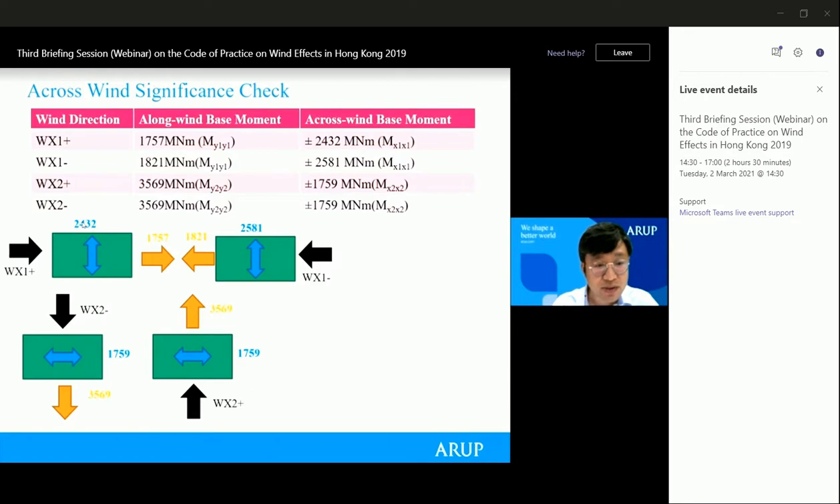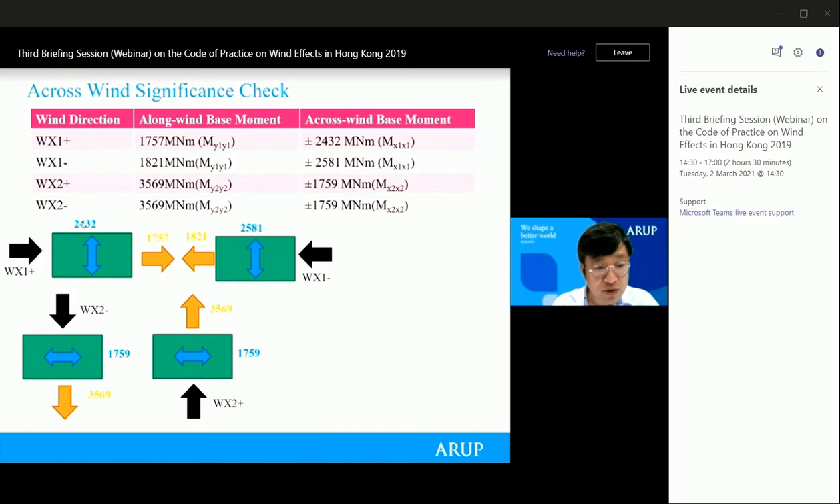So the along wind base moment is 1757, that's in orange, single direction. And the crosswind base moment is 2432. That is in blue, that is bidirectional, because a crosswind moment is bidirectional. And for wind blowing from Wx1 minus, the same.